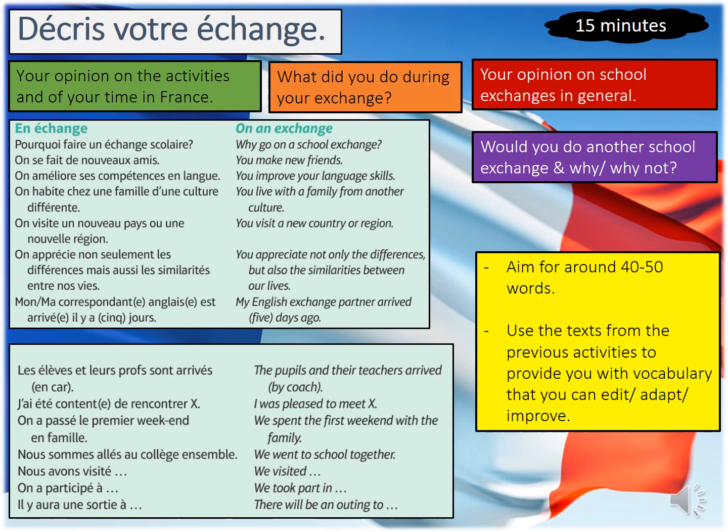Finally, I would like you to think about whether you would do another school exchange and why or why not, therefore using the conditional tense. You should aim for around 40 to 50 words, and you can use the text from the previous activities to provide you with vocabulary that you can edit, adapt, and improve. You have 15 minutes to complete this writing activity. You can plan, of course, if you would like. So pause this video, set your time to 50 minutes, and off you go.